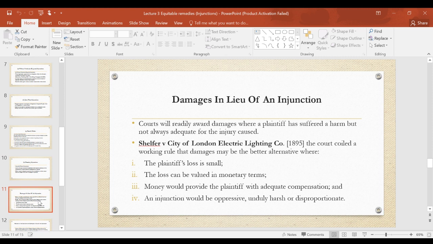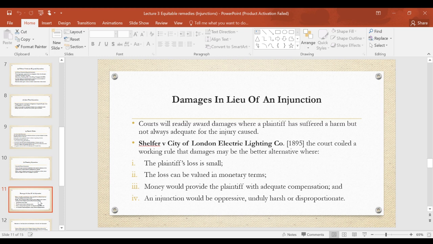Now, what if the court is not prepared to give an injunction? What can be done to say that the court in that regard should not give an injunction to the plaintiff, even if they have suffered some harm occasioned by the defendant? So in the case of Shelfer versus City of London, the court provided for the rule which a court should look at when granting this relief of injunction. And to some extent, at what point do we have an alternative to injunction?